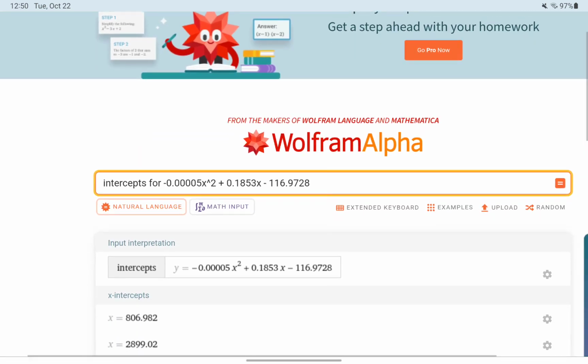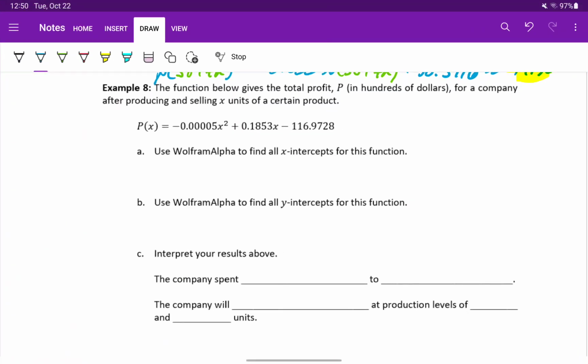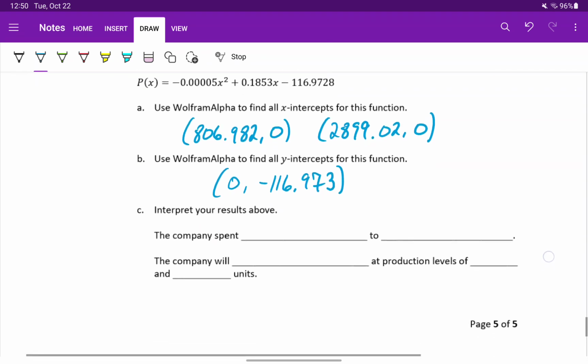When we enter that command, it's going to find all X and Y intercepts simultaneously. So we have all three of those outputs shown, which means our X-intercepts occur at 806.982, 0, and 2899.02, 0. Our Y-intercept occurs at the point 0, negative 116.973. And now we need to provide an interpretation for those values.